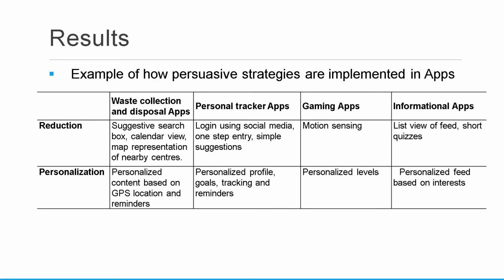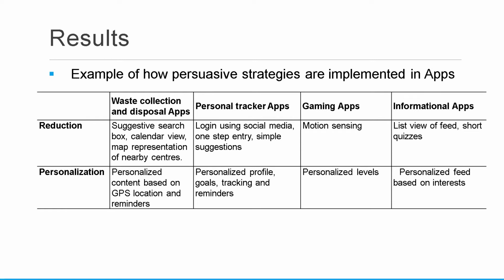Suggestive search box, calendar view, and map representation of nearby centers are how reduction is employed in waste collection and disposal apps. About personalization, the content is shown based on the current GPS location of the user, and the time of the reminders can be personalized. For the personal tracker, reduction is employed in the form of login using social media and one-step entry for the item which they want to track on a daily basis, and simple suggestions and simple actions which they can perform in their day-to-day life. For personalization, each user is provided with a profile, their personal goals, tracking, and customizing the reminders.